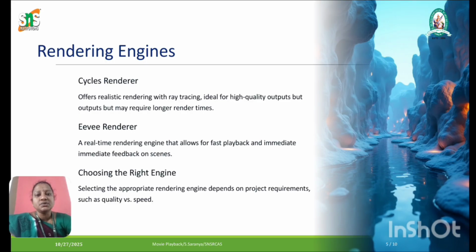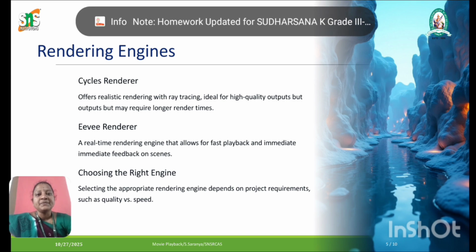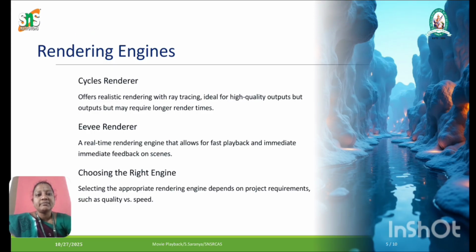Next, rendering engine. As I said, there are two types of engines, Cycles and EEVEE. Cycles offers realistic rendering with ray tracing, ideal for high quality outputs, but the outputs may require longer render times, because when we need high quality outputs, it requires a longer time for displaying. Next is EEVEE, a real-time rendering engine that allows for fast playback and immediate feedback on the scene.